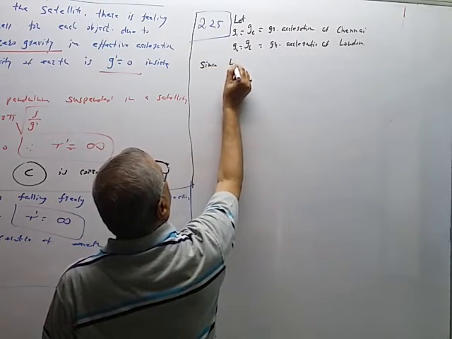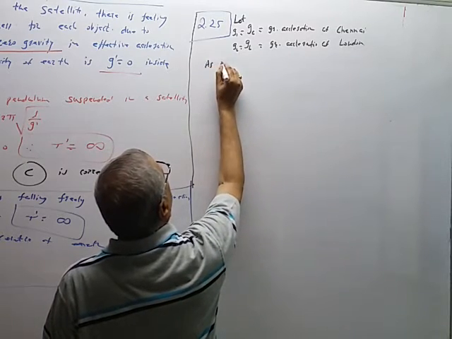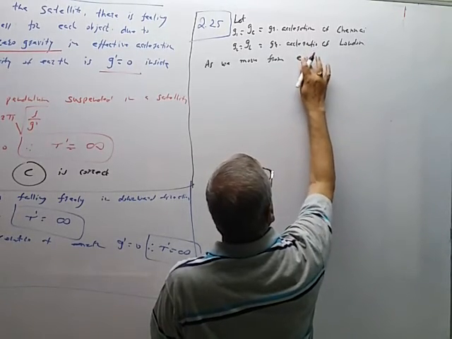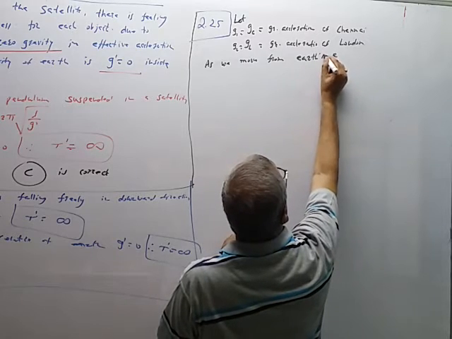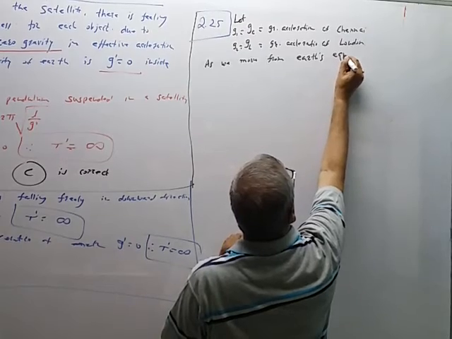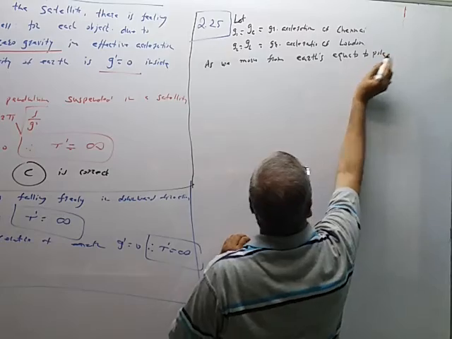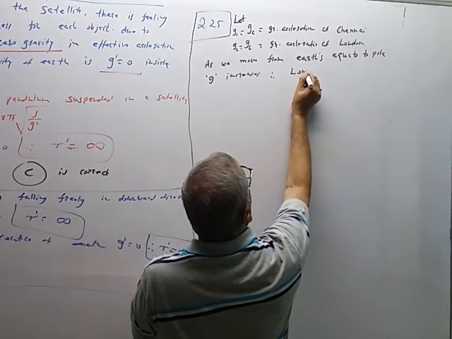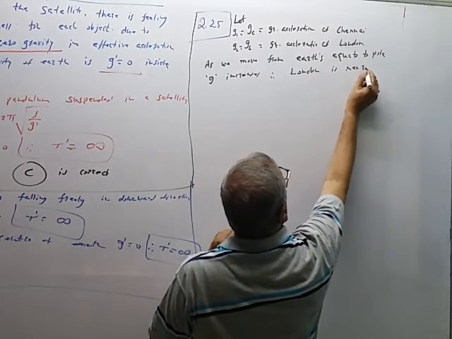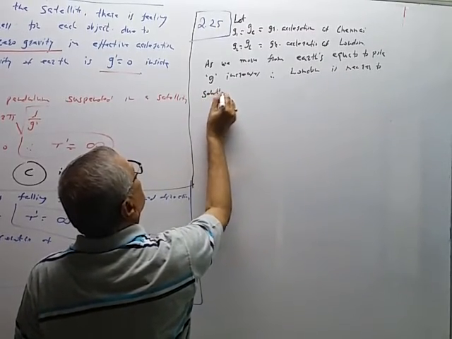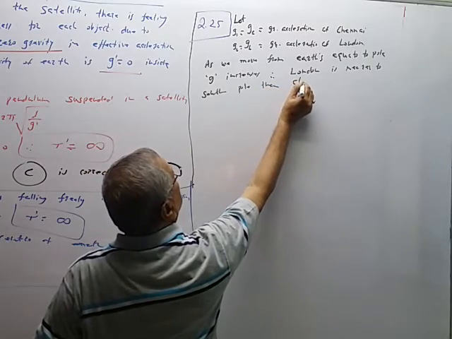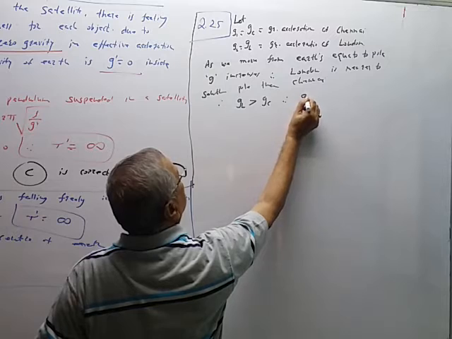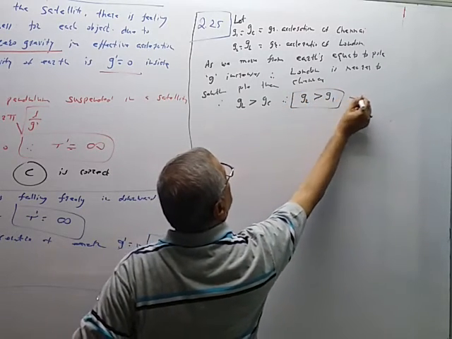Since London is nearer to the South Pole than Chennai, as we move from Earth's equator to the pole, the value of gravitational acceleration increases. Therefore, G London is greater than G Chennai. Therefore, G2 is greater than G1.